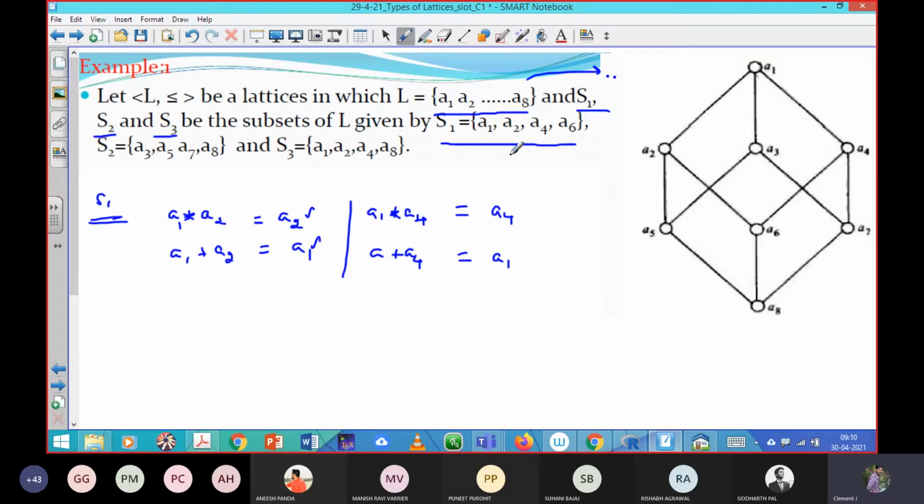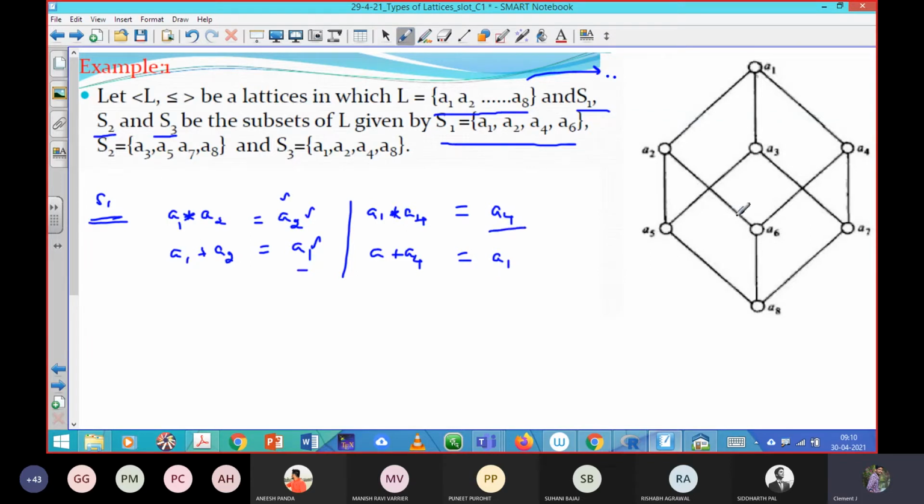Here I need to tell you one shortcut. Whenever you take adjacent vertices to check whether they have a LUB or GLB, they will certainly have a GLB and a LUB. One of the elements will be the GLB, and the other element will be the LUB. See here, A1, A2: any one of the elements will be the answer. Here A2 will be the answer in one case, and in the other case A1. If A4 is the answer in one case, then A1 in the other.